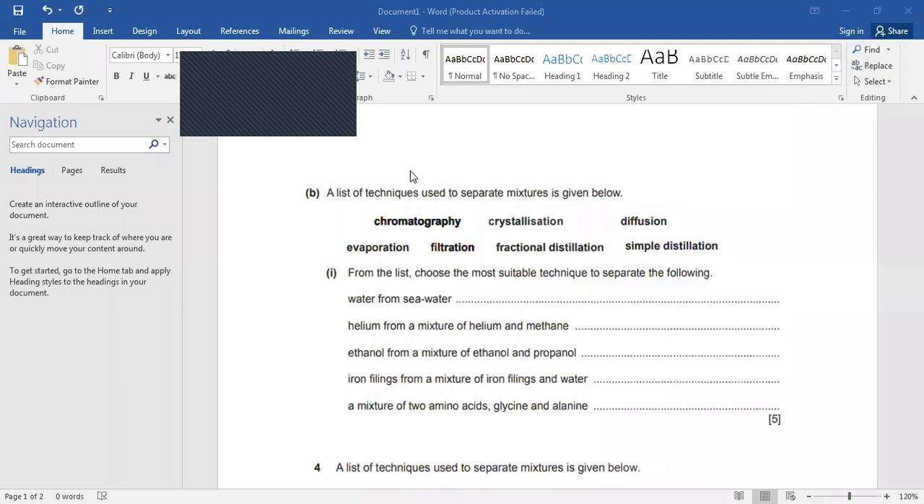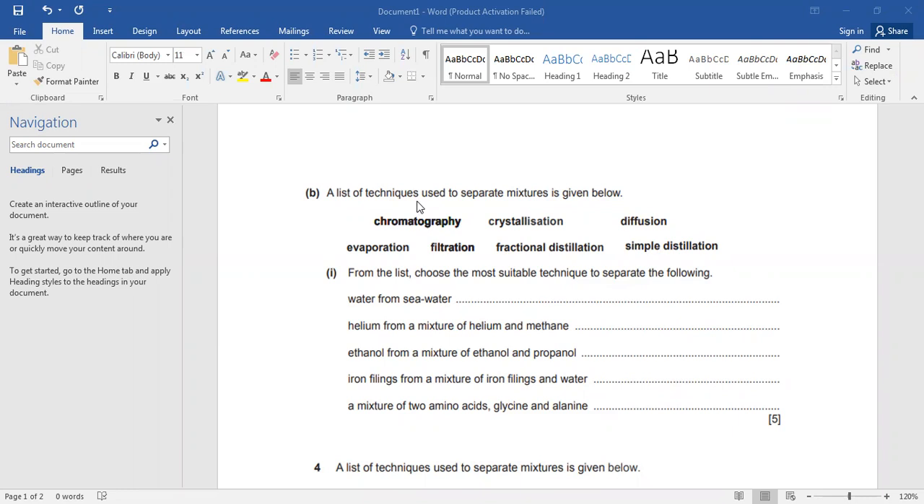Let me share the screen. Yeah, here you go. See this question. A list of techniques used to separate mixtures is given below. So some of the techniques are given below and you have to choose from the list and paste over here.